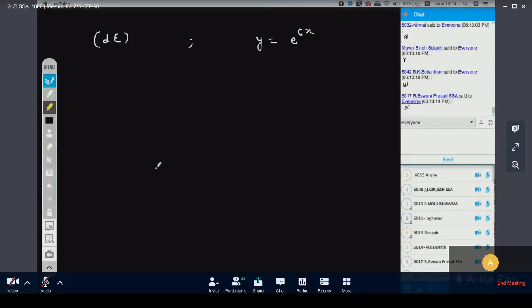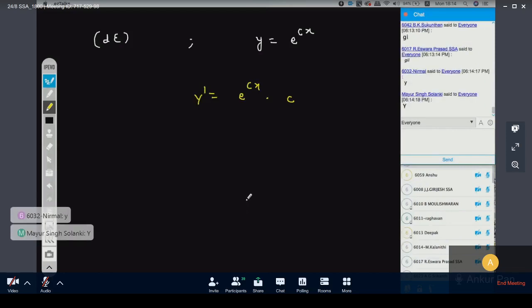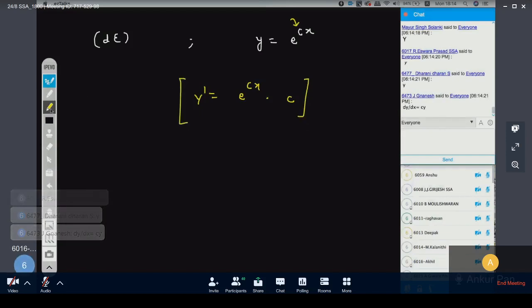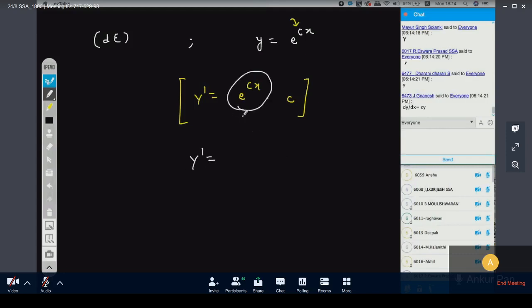You'll be like, enjoy the life, sir. Why? Because, sir, y dash is equal to e to the power cx into c. Yes or no? Right? Sir, as there was only one arbitrary constant, it's not a must, but we should only differentiate once and check whether there is a possibility. Very good. Ganesh is like, see, sir, y dash is equal to, this is nothing but y into c.